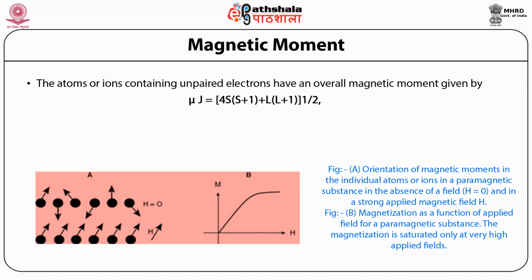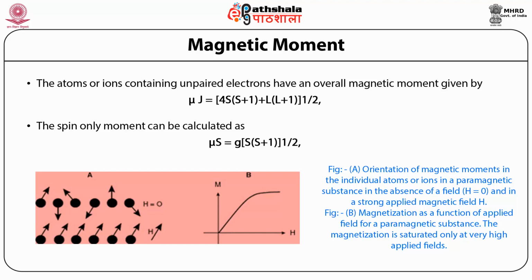In most cases, especially in the case of transition metal ions, L is negligible and the spin only moment can be calculated as mu s equal to g [S(S+1)]^1/2, where g is the gyromagnetic ratio, which is approximately equal to 2. For a single electron, mu s is equal to 1.73 Bohr magneton, which is given by 1 BM.